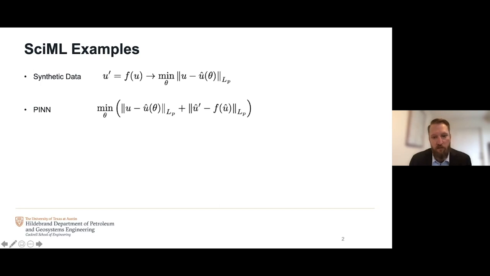I'm implying that this prime here is a time derivative, but if f of u also has spatial derivatives in it, then this could be a PDE in and of itself. And that's what's been demonstrated in the literature thus far, basically putting conservation of energy, conservation of momentum, balance laws as regularization terms in the loss function. The one thing to note with those types of models is you also have to add the boundary conditions.